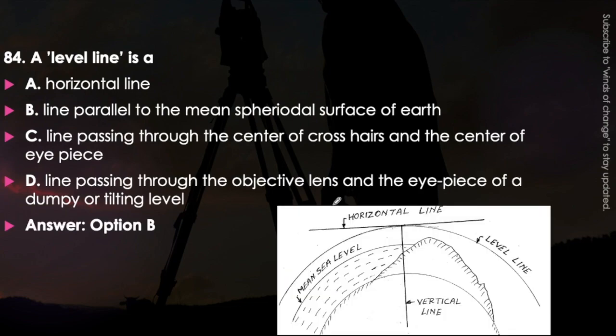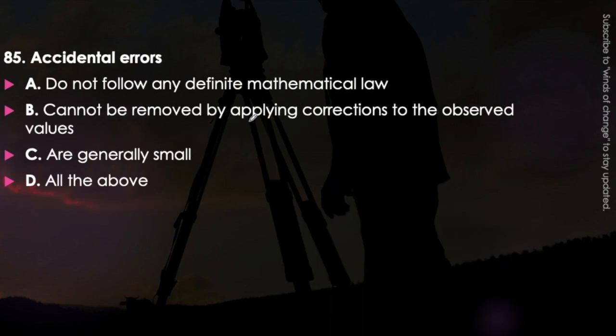The answer will be option B, that is line parallel to the mean spheroidal surface of the earth. You can see here, this is the level line which is parallel to the surface of the earth, while horizontal line will be tangent to it. So memorize it. Next question.